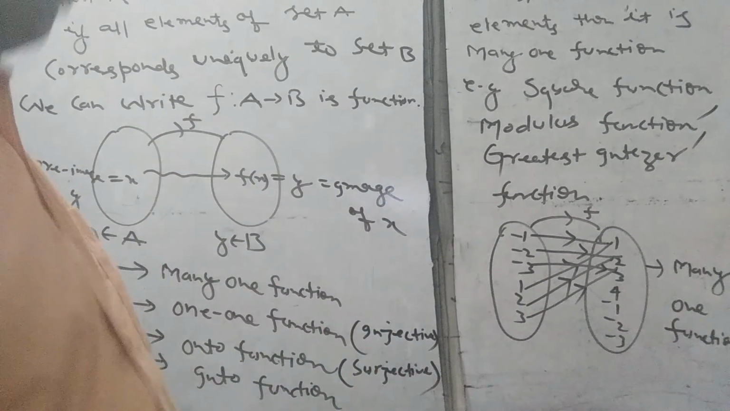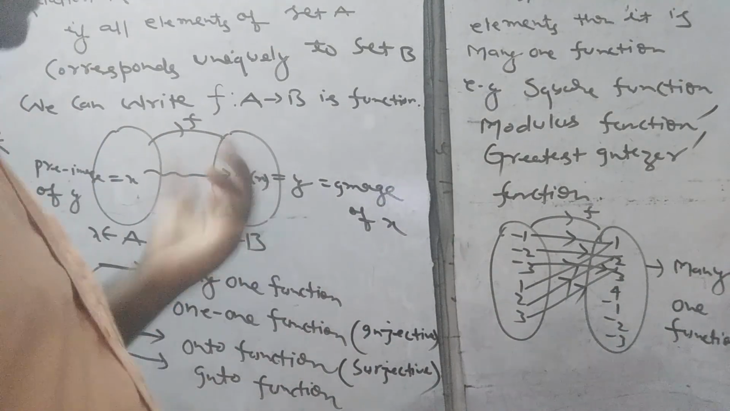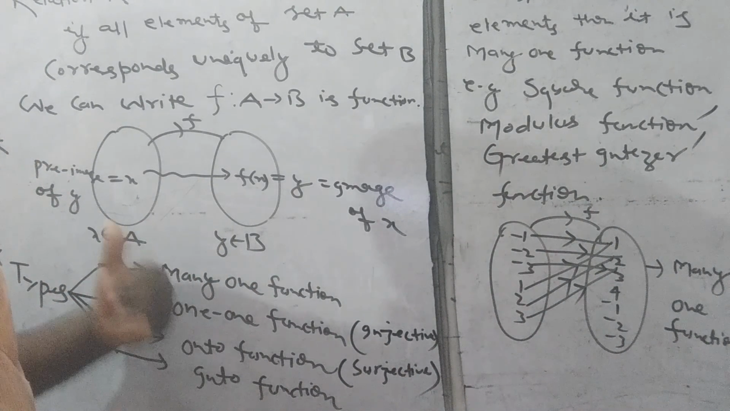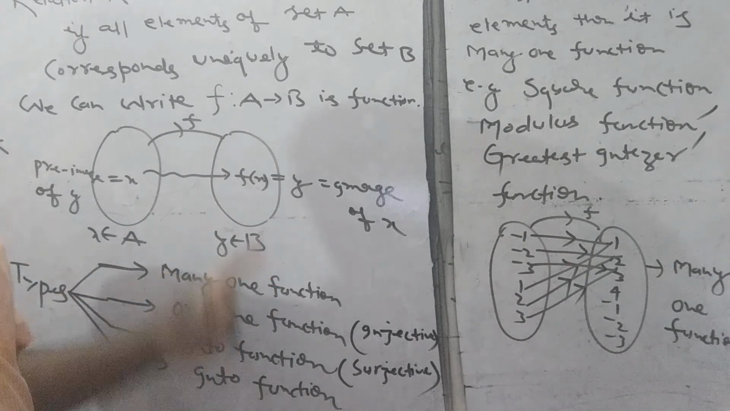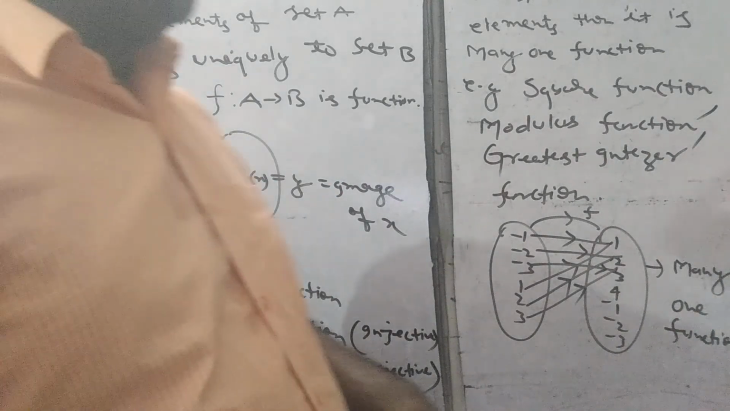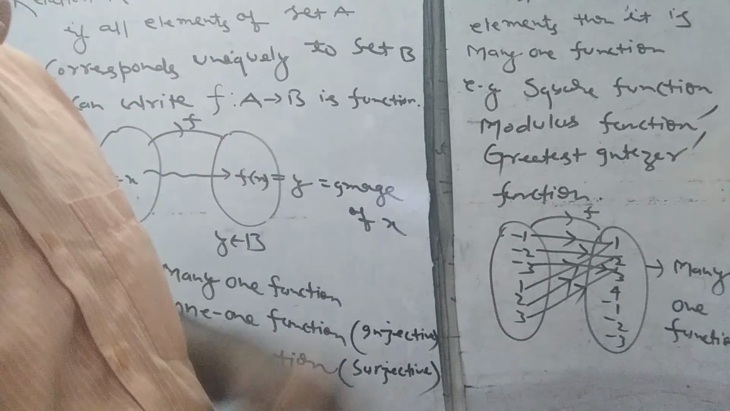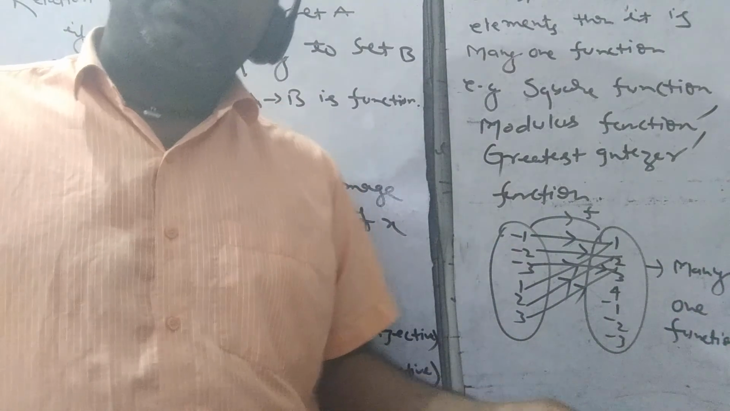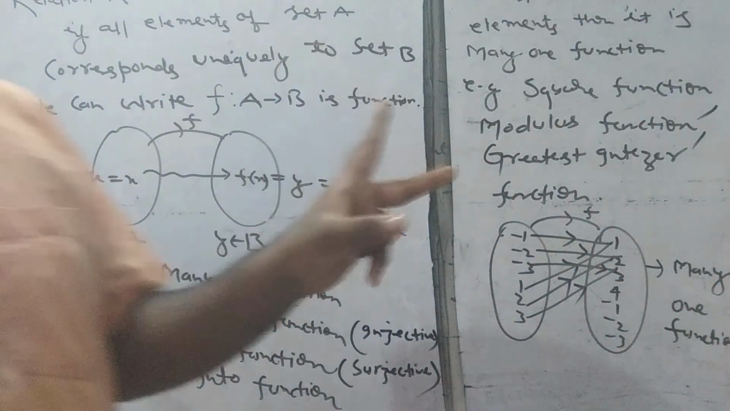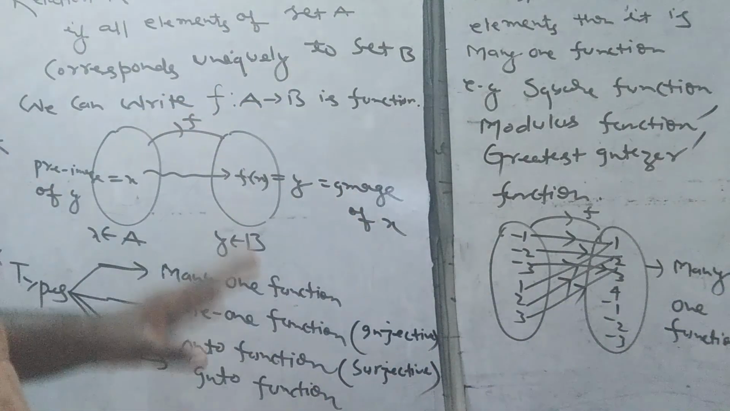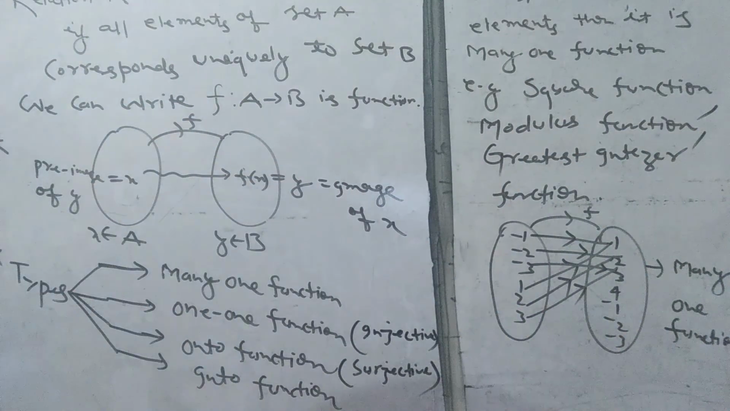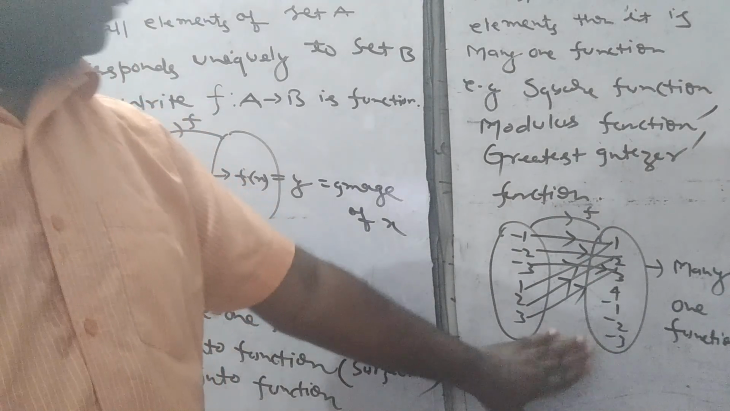Now, what is many one function? As the name suggests itself, many one means 2 or more elements of set A have one image in set B. For example, the square function f(x) equals x square from real numbers to real numbers. So 1 also has image 1 and -1 also has image 1. So 2 elements have the same image. Therefore, it is a many one function. Like the square function, modulus function, greatest integer function. These are all many one functions. You can see the example here.